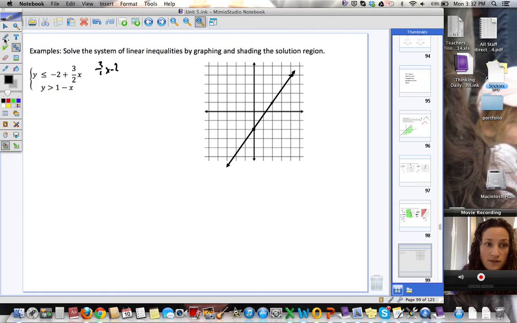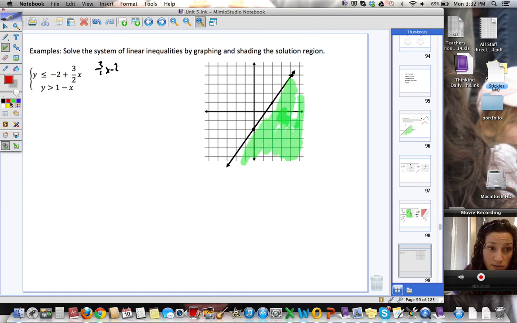Okay, so then for this one, I want to try shading. So where does it look like y is less than this line? So I'm going to guess right now, and I'm going to guess that it's over here. That's my guess. I might be wrong, but this looks like where it says y is less than.